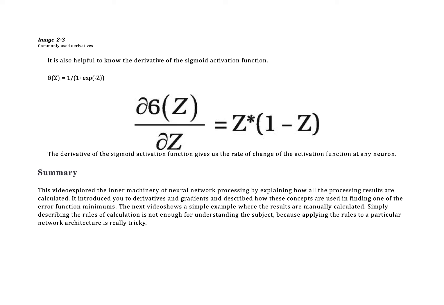Summary: this video explored the inner machinery of neural network processing by explaining how all the processing results are calculated. It introduced you to derivatives and gradients and described how these concepts are used in finding one of the error function minimums. The next video shows a simple example where the results are manually calculated. Simply describing the rules of calculation is not enough for understanding the subject, because applying the rules to a particular network architecture is really tricky.